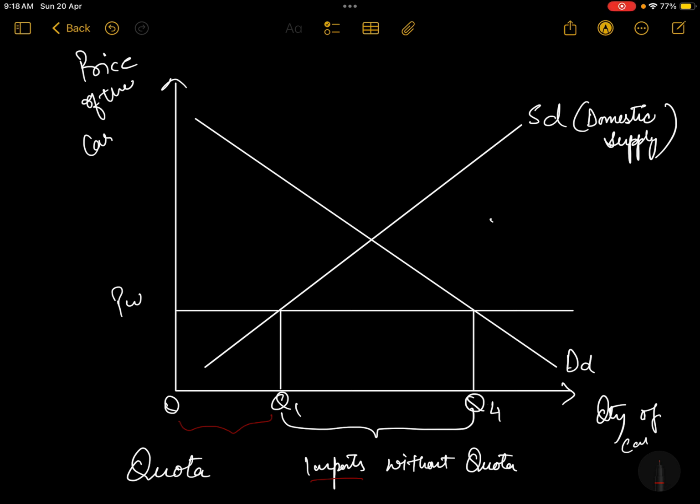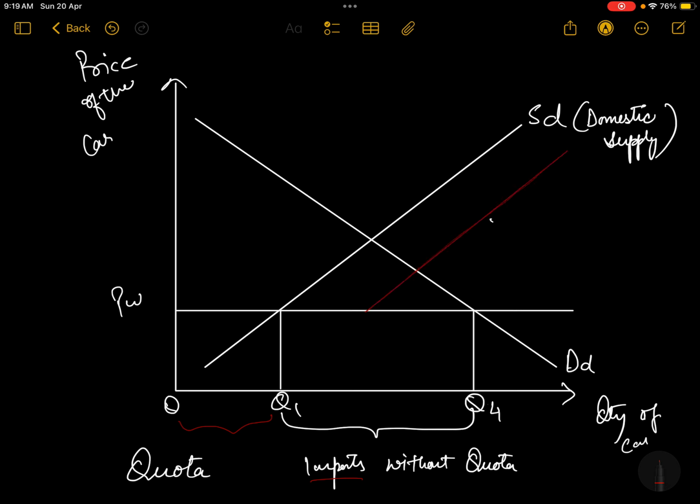Let's say the government imposes the quota because of any of the reasons I discussed just before. Let's take an example, 10,000 cars per year. The moment the 10,000 cars limit is decided by the government, the new supply curve will come over here, which I am just drawing over here.